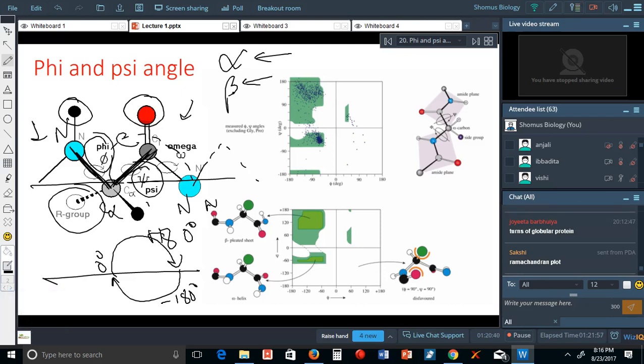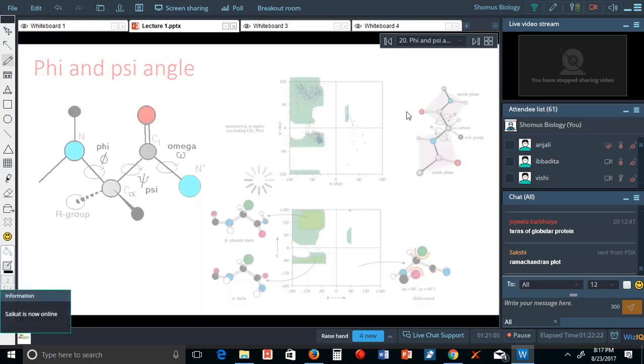Once we know the phi and psi angles of a protein, we can also predict whether those amino acids are going to form more alpha helix or more beta sheet, or if they are going to form an alpha helix, whether the helix will be left-handed or right-handed. These are the things that we can discuss with the Ramachandran plot. That's why this Ramachandran plot is really, really important.